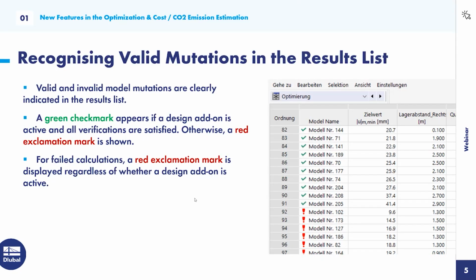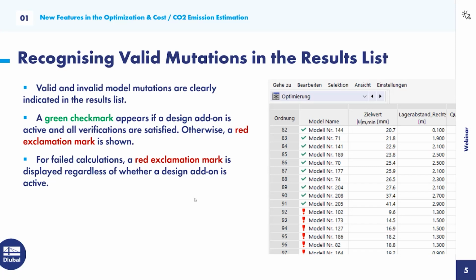So one new feature is, maybe you already know it, we have a results list where we collect all the single results given by a specific mutation of the model. The add-on optimization varies the parameters you would like to optimize and then saves the results together in one list. And this list now has green check marks and red exclamation marks, depending on whether a model mutation is considered valid or invalid.